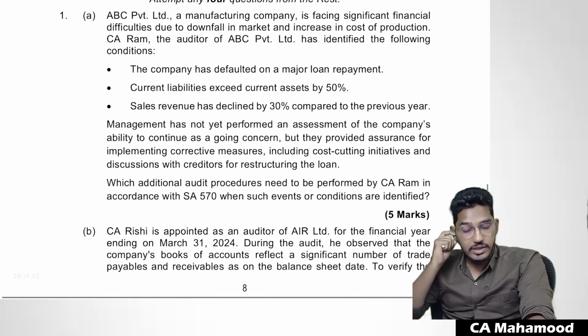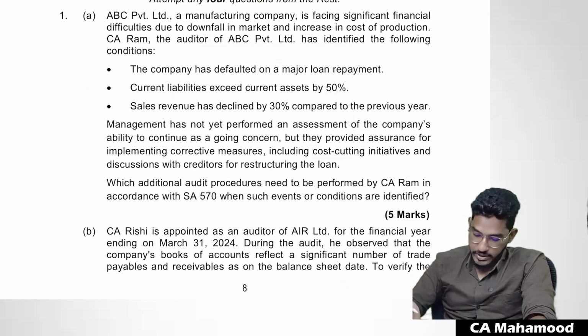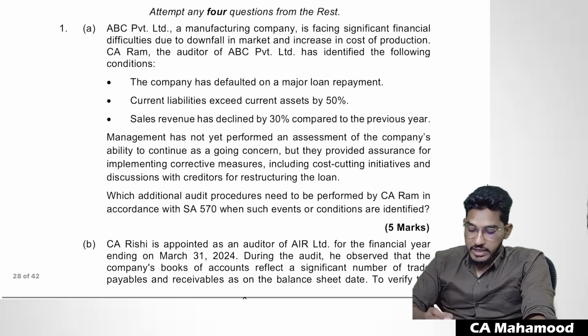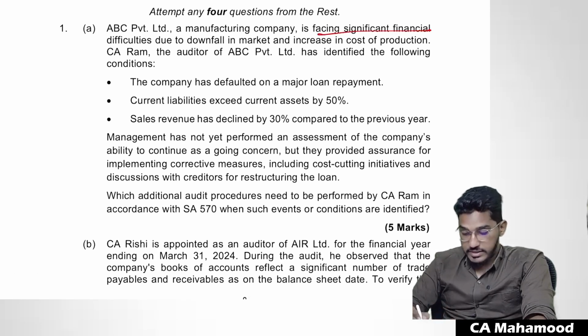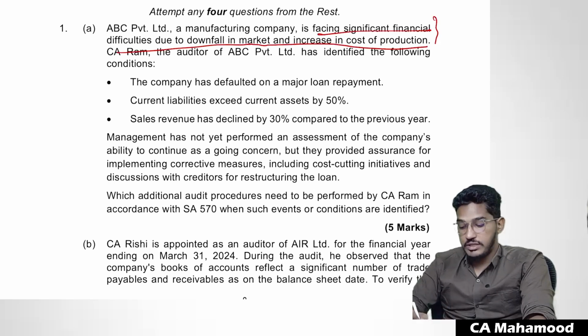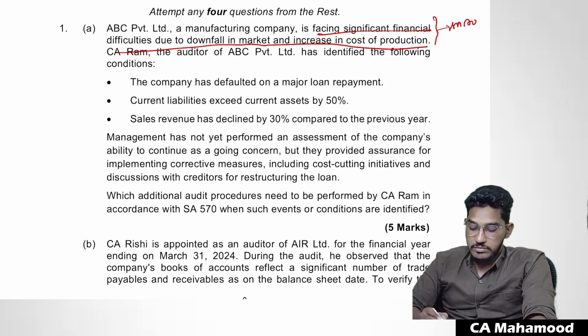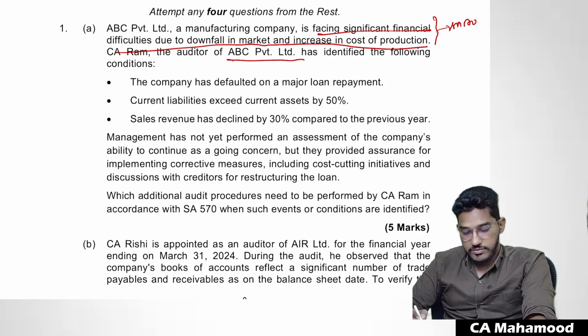Now, let us have a look at the descriptive questions. ABC Private Limited, a manufacturing company, is facing significant financial difficulties due to downfall in the market and increase in the cost of production. Indicator regarding going concern, SA 570. CA Ram, the auditor of ABC Private Limited, has identified the following conditions.